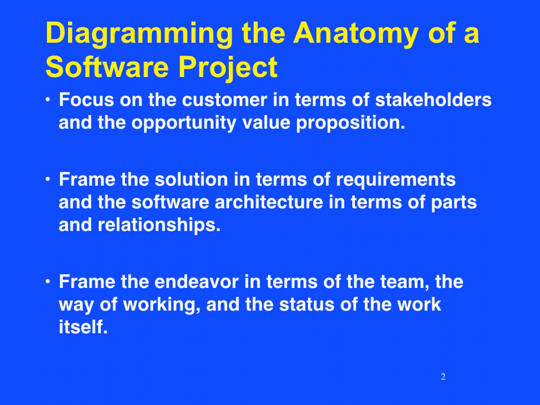Diagramming the anatomy of a project, expressed in terms of essence alphas, is helpful in determining the value of applicants to the organization. It begins by focusing on the customer in terms of stakeholders and the opportunity value proposition. It goes on to frame the solution in terms of requirements and the software architecture in terms of parts and their relationship. It finishes up by framing the endeavor in terms of the team, the way of working, and the status of the work itself.